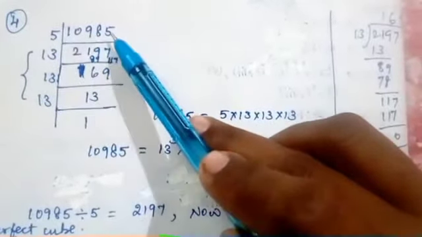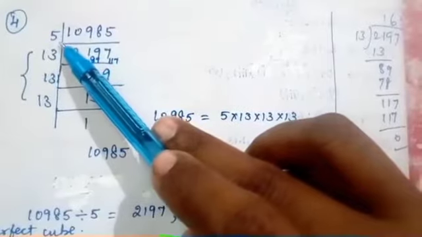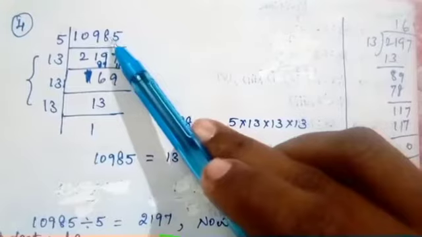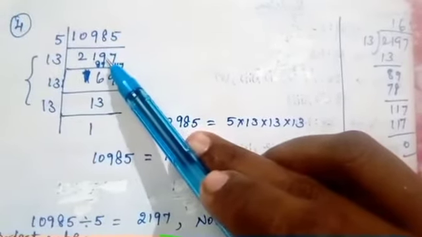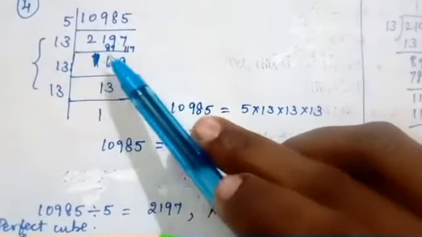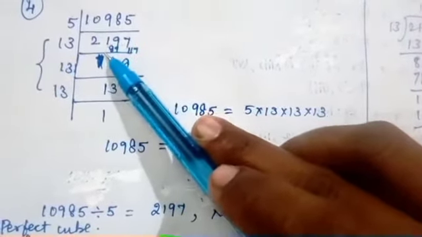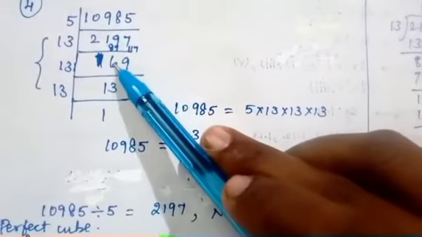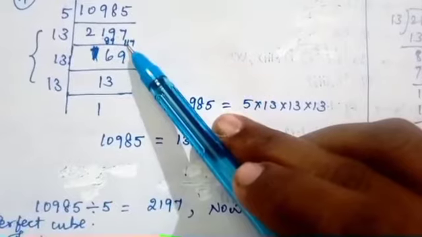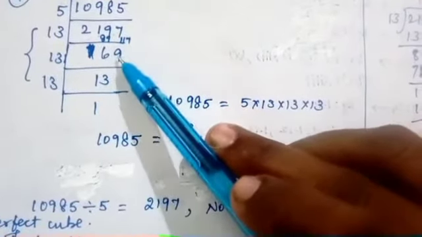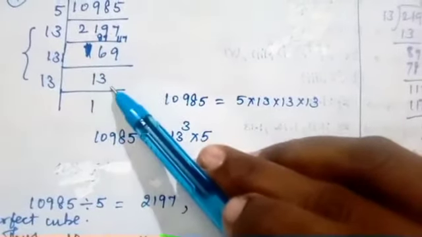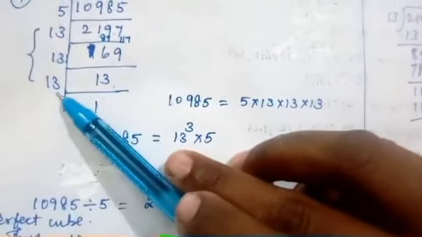This 10,985 is divisible by 5: 2 times, then 1 5 is 5, balance 4, that is 48, 9 5s are 45, balance 3, 7 5s are 35. Next the 13 table is possible, 1 time, balance 8, so this is 89. In 89, 6 times 13 is there. Then again balance is 11, so the next number is 117, so it is 9 times. Then 169, again the 13 table, that is 13 times. 13 is divisible 1 time.